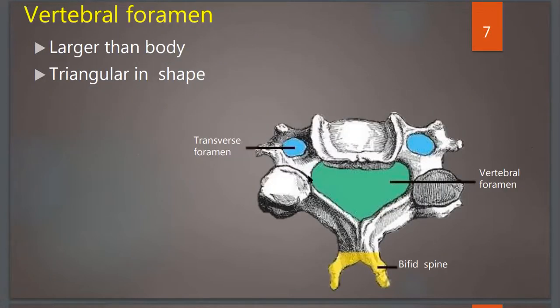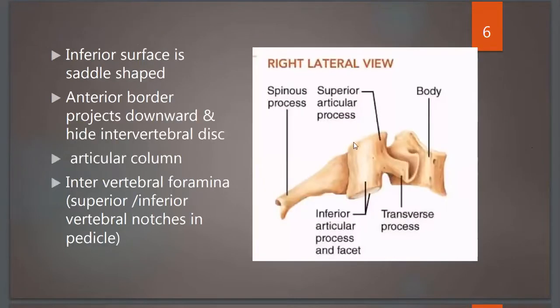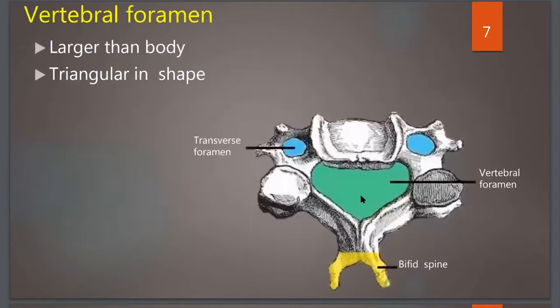Now see, this is the superior articular process and this is the inferior articular process. The superior articular process will articulate with the inferior articular process of the vertebra above. The inferior articular process will articulate with the superior articular process of the vertebra below. Hence they form intervertebral joints.